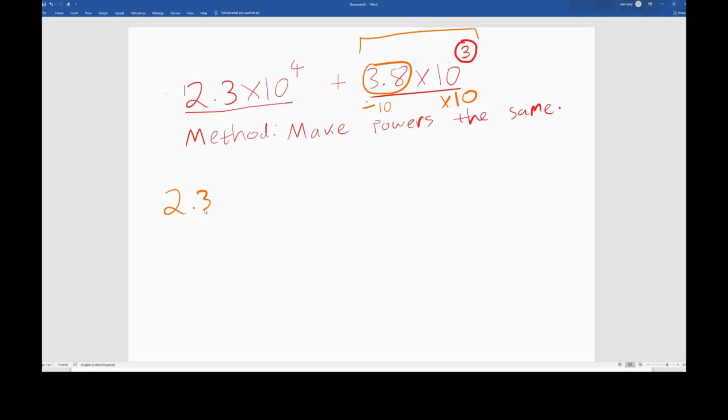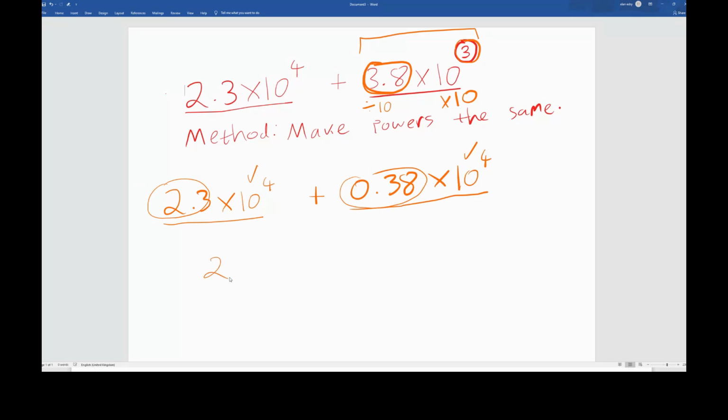So we end up with 2.3 times 10 to the 4, that hasn't changed, plus 0.38 times 10 to the 4. So the idea is we're changing a 10 to the 3 to a 10 to the 4 by timesing it by 10, and we divide the number part by 10 to balance it. So we have 2.3 times 10 to the 4 plus 0.38 times 10 to the 4. The 10 to the 4s are the same, so we just need to add the decimal parts. So I have 2.3 plus 0.38, which is going to be 2.68. So I end up with 2.68 times 10 to the 4. Okay, so we will do more of those because it's not the easiest thing, but we will do some more of those to make sure we're happy.